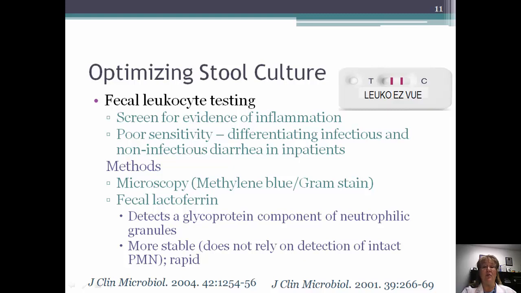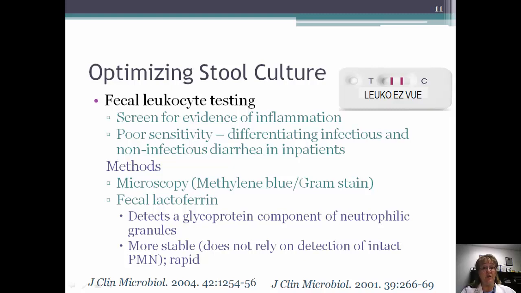These granules are more stable. You don't rely on the detection of intact neutrophils, and neutrophils, again, begin to disintegrate in stool relatively quickly once the stool is passed. So you do get a very sensitive and stable result with the fecal lactoferrin assay.